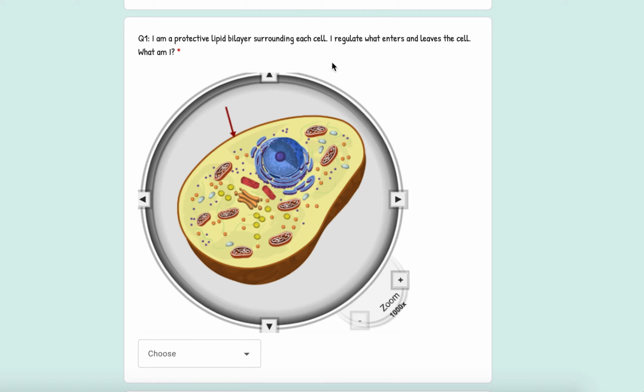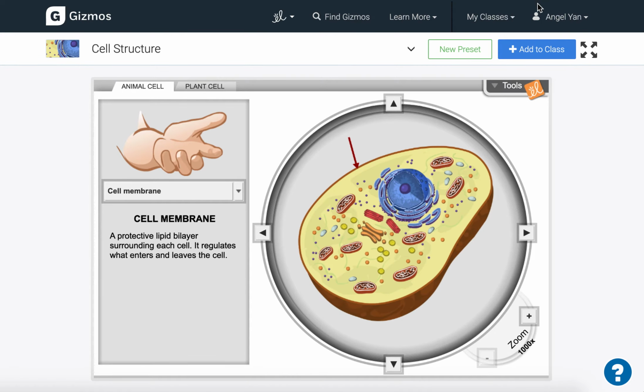Now, these two hints. The first hint is this picture right here. Notice where the arrow is pointing to. That is hint number 1. Hint number 2 is the description right here. Take a look at the description and see whether you can find the same description in your Gizmo Lab. So I'm going to take a look right here.